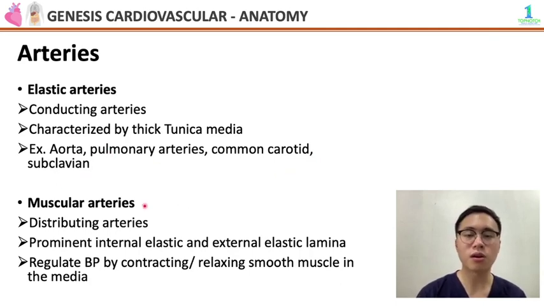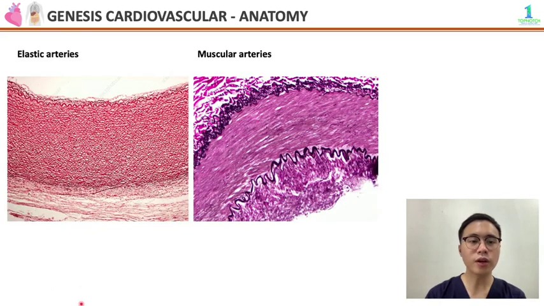How about the muscular arteries? Muscular arteries are considered to be distributing arteries. They have a prominent internal elastic lamina and an external elastic lamina. And they also play a role in regulating blood pressure by contracting and relaxing the smooth muscle in their tunica media. So here we have a microscopic view of an elastic artery side by side with a muscular artery.